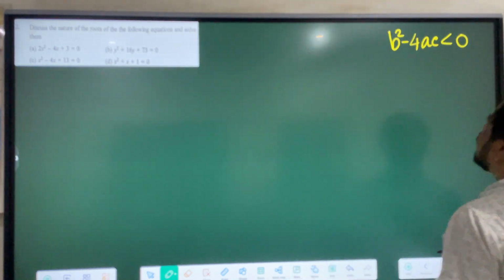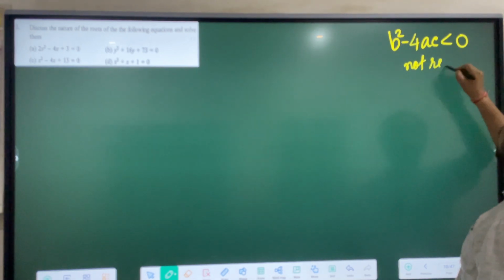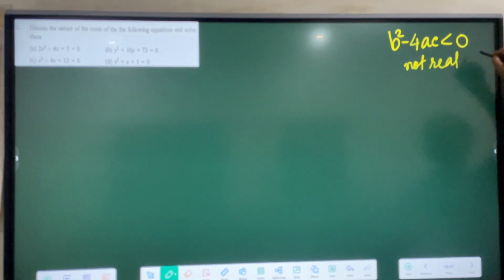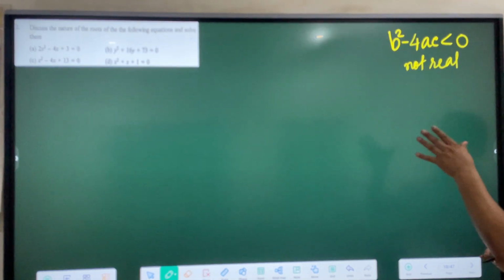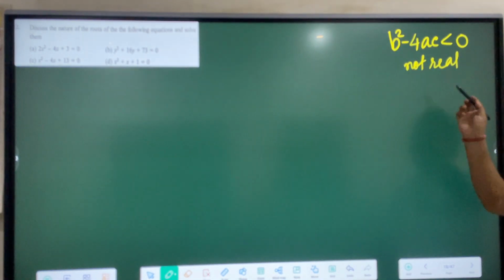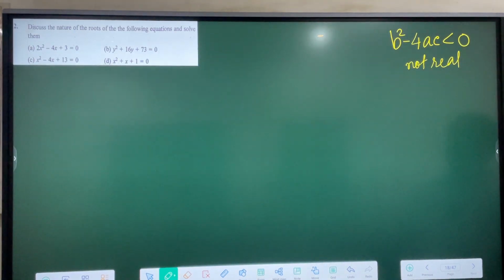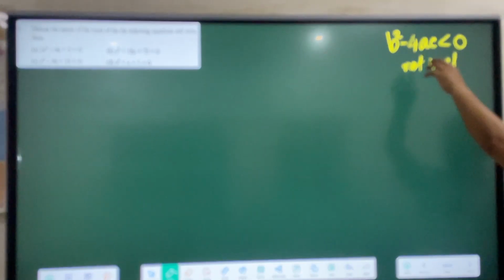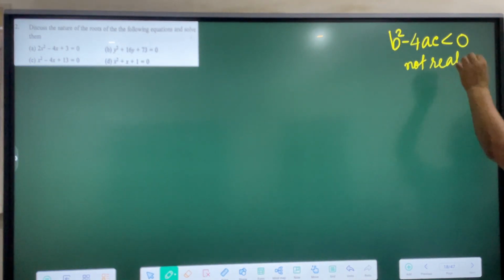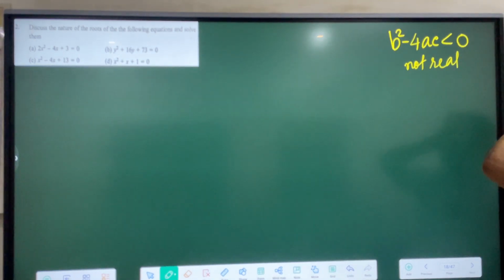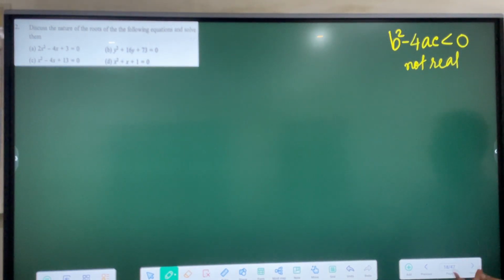If b square minus 4ac is less than 0, then the nature of the roots will be not real. If it is greater than or equal to 0, then it will be real. In the formula x equals minus b plus minus, the formula I already showed you on the previous page, if under the square root of b square minus 4ac we get a negative number, then we get an imaginary number, that is not real. If we get greater than 0, then it is real only.